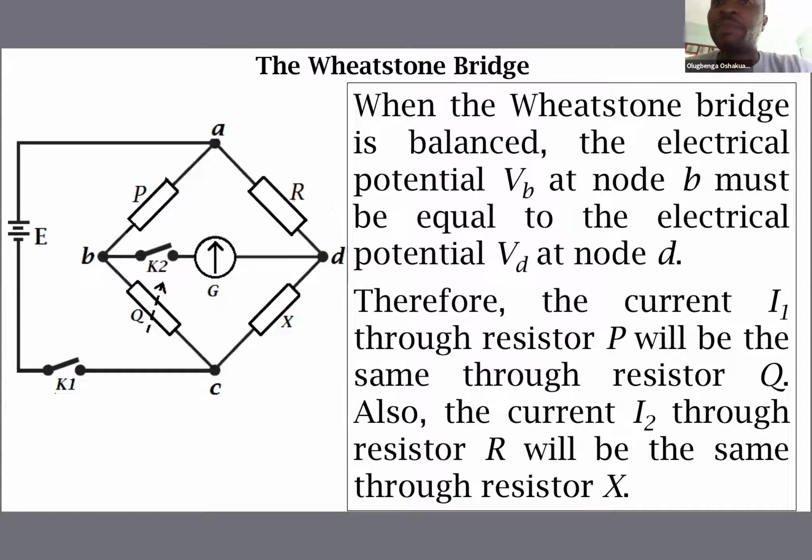Like I've said earlier, P, R, and X are fixed resistors, while Q is a variable resistor. You can see an arrow in between. Q is a variable resistor, meaning that we can tune it, like if you are increasing or reducing the volume of a transistor radio.